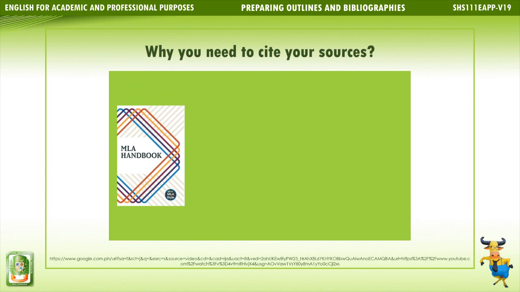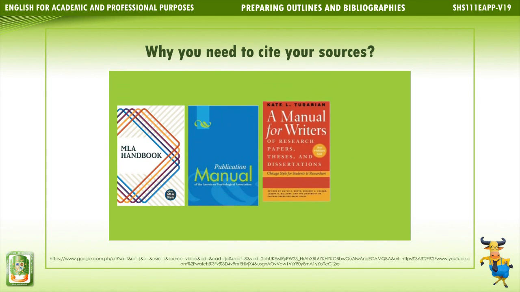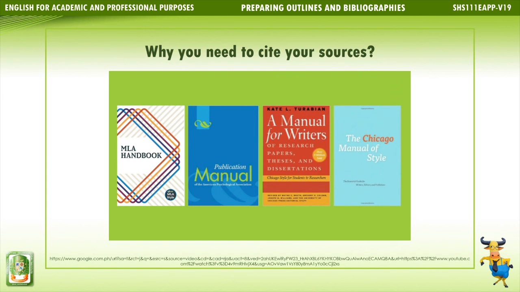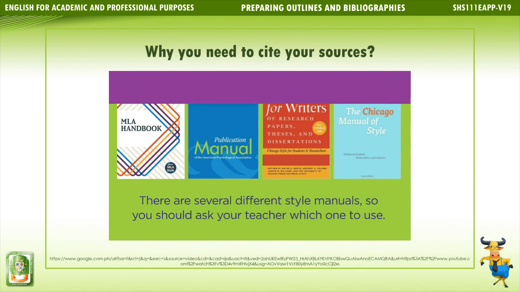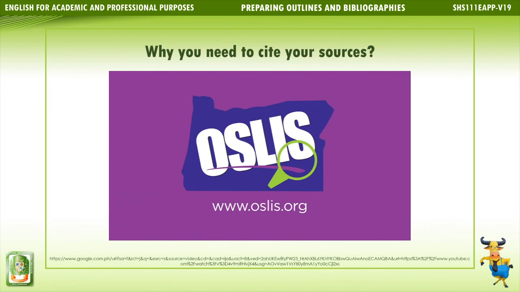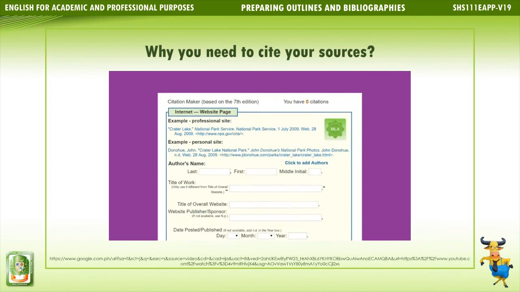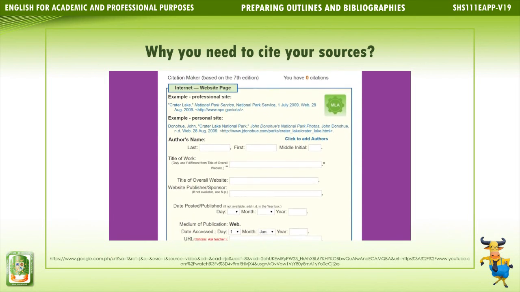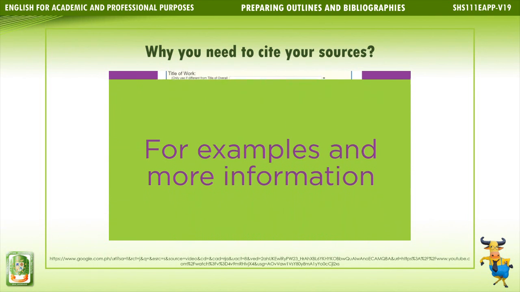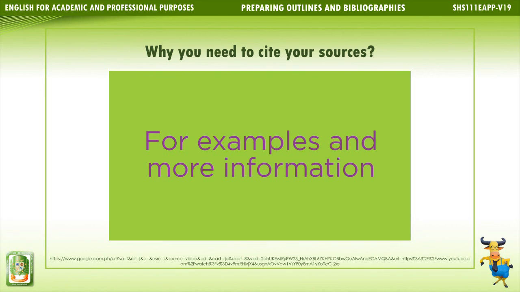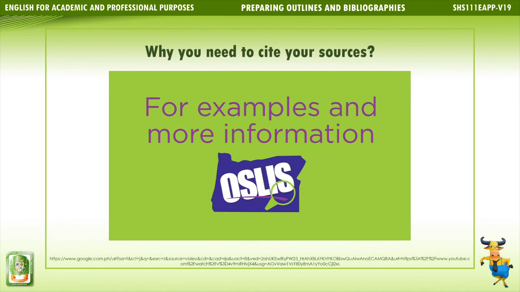Style manuals are guides that tell you how to format your entire paper, including where and how to properly cite your sources. There are several different style manuals, so you should ask your teacher which one to use. Go to OSLIS Learn to Research to learn how to format your in-text citations. Also on OSLIS, use Citation Maker to format an MLA Works cited page or APA reference list. For specific examples and for more information about this topic and the entire research process, explore OSLIS.